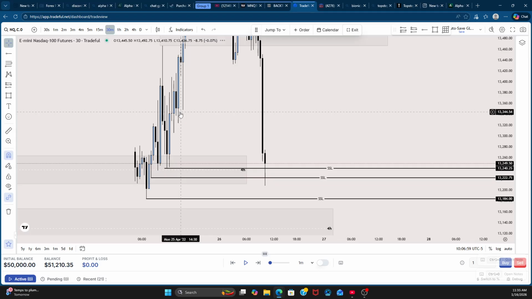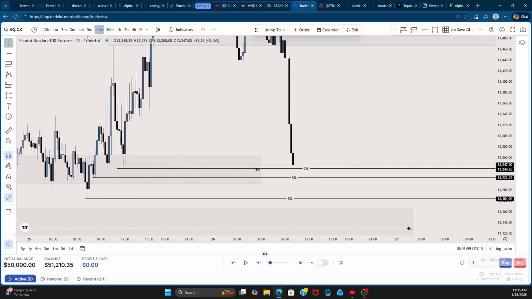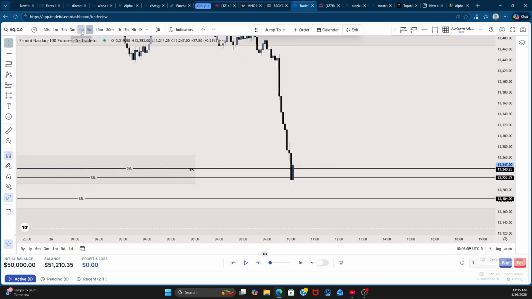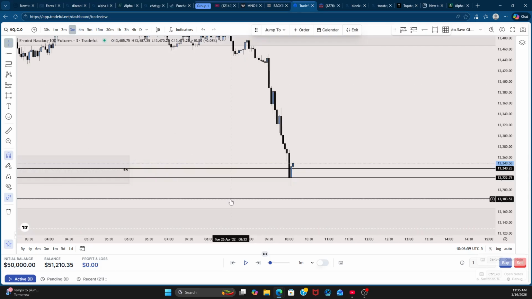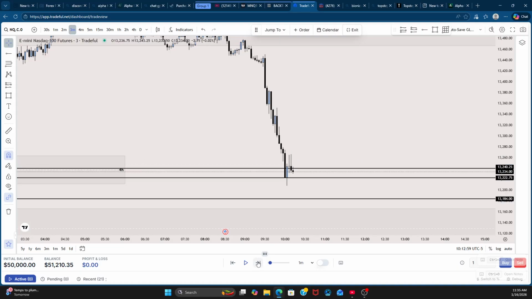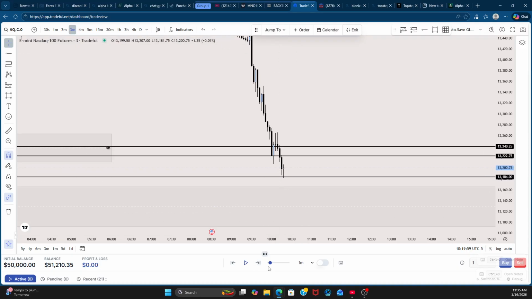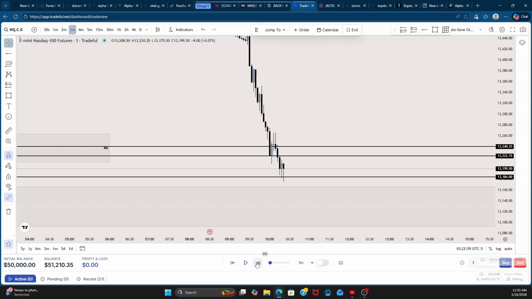Now, are we tapping in anything nice? No, we just swept a bunch of liquidity. We got a 5-minute resting above. Dude. Well, my draws were correct, I guess.